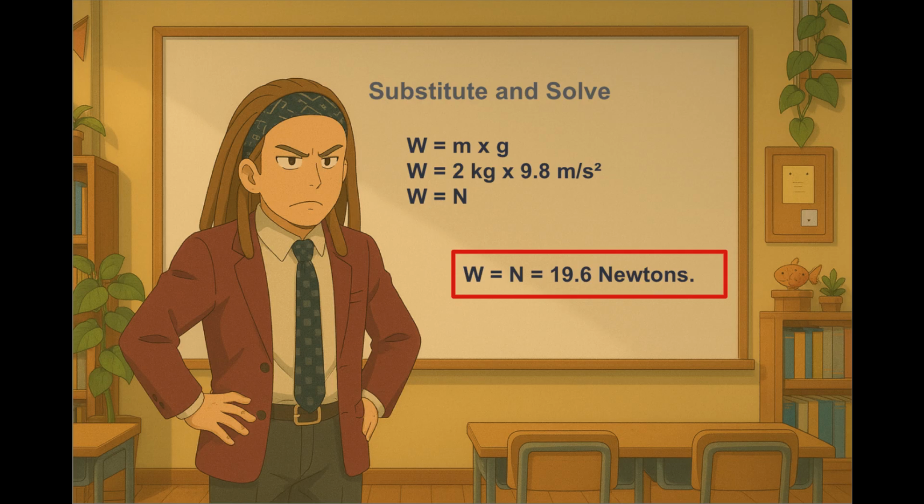First, calculate the weight W of the block. W equals m times g. 2 kilograms times 9.8 meters per second squared equals 19.6 newtons. Now, because the block is on a flat horizontal surface and not accelerating vertically, the normal force N is equal to the weight. N equals W equals 19.6 newtons.